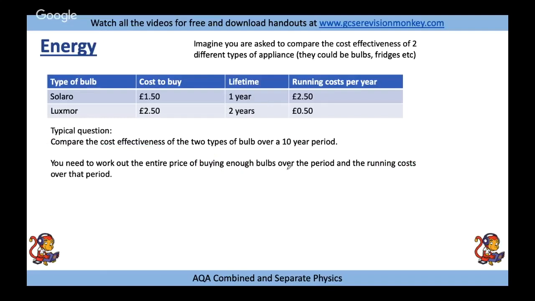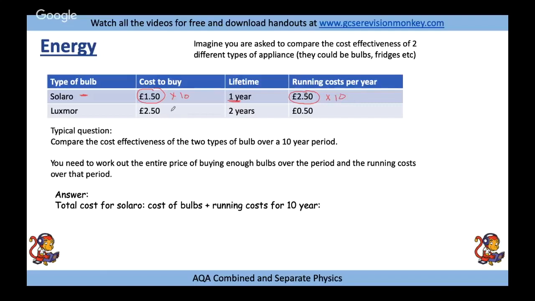Okay, so let's do exactly that then. So the first thing we're going to do is look at the first bulb, and we're going to say, what is the total cost for it? Well, how many of those will you need to buy to cover 10 years? And how much are the running costs going to be for 10 years? Now, because it only lasts 1 year, you're going to need 10 of those. Running cost per year, you're going to need 10 of that as well. And similar for Luxmore, this one lasts 2 years. Each bulb lasts 2 years. So if I want to cover a 10-year period, I need 5 of those. But the running costs are still per year, so I'll need 10 of those.